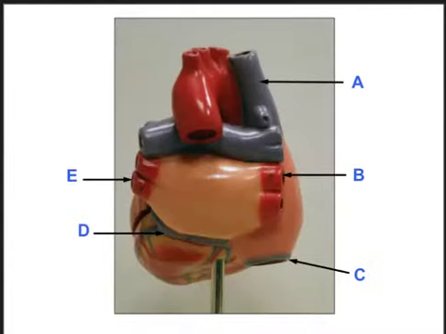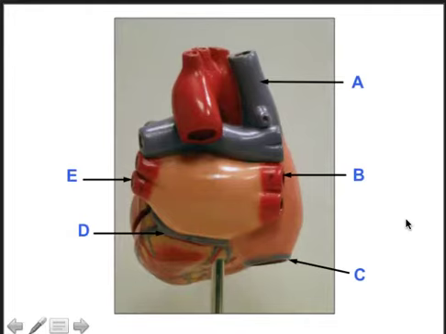Over here, A is indicating the superior vena cava, B the right pulmonary veins, C the inferior vena cava, D the coronary sinus, and E the left pulmonary veins. Keep in mind that we're looking at the back of the heart. Okay, so this is the right side and this is the left side. There is the aortic arch right there, and incidentally, this is the back side of the left atrium.